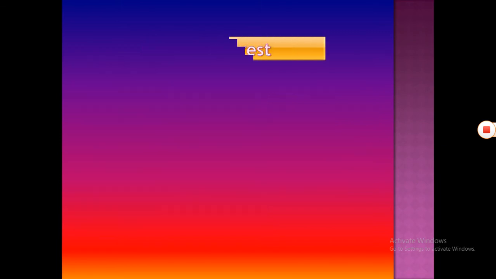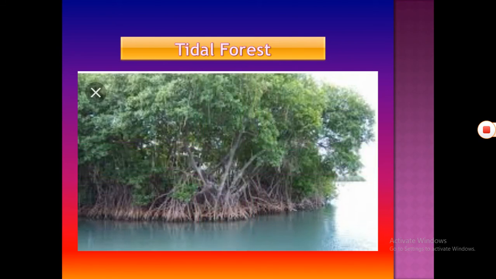Fourth one, tidal forest. Tidal forests are found in marshy areas. Marshy means wet areas. Therefore, they are also called marshy forest or mangrove forest. The common trees found in these forests are casuarina and sundari.